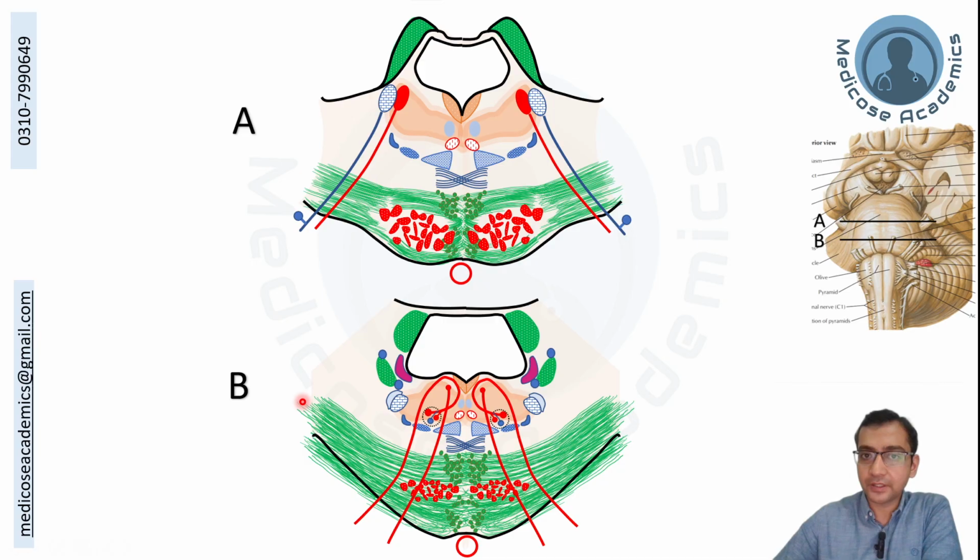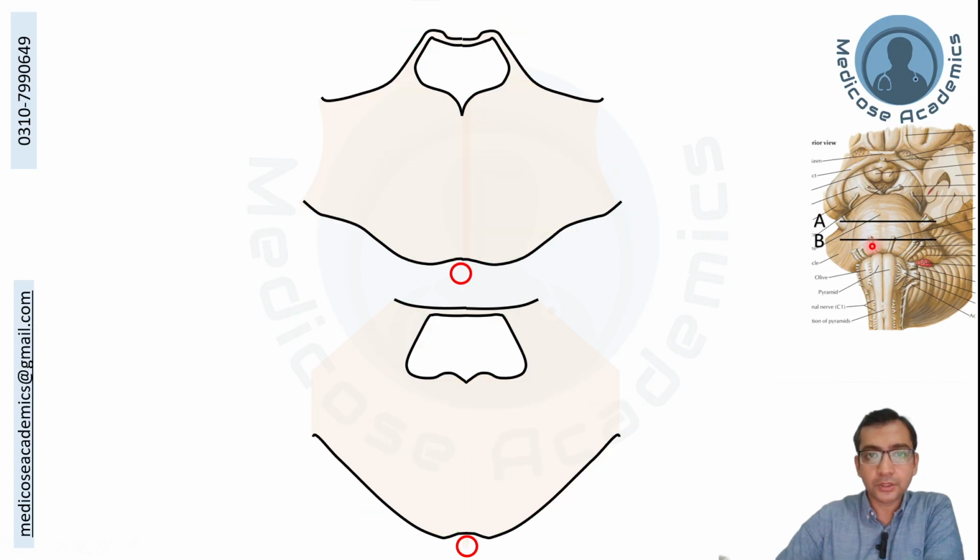I have left the external anatomy picture here so that we can give reference to it from time to time. So let's start from the basic structure. This picture, the superior one, is at the level of trigeminal nucleus and trigeminal nerve, and the lower one is at the level of facial colliculus.